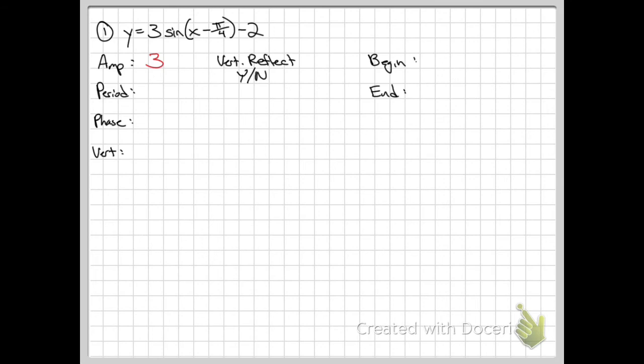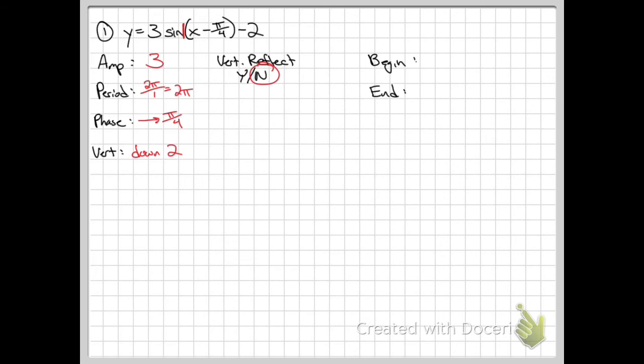The period is 2 pi divided by B. There's an imaginary 1 in front of this x, so divided by 1, which is just 2 pi. The phase in the parentheses says minus pi over 4, so if you do opposite, you're going to go right pi over 4. I wrote an arrow, but you would type out the words right pi over 4. It always has a direction. Vertical shift is down. I'm going to start using words. Down 2. That is how you would type it on the test. A is positive, so there is no vertical reflection.